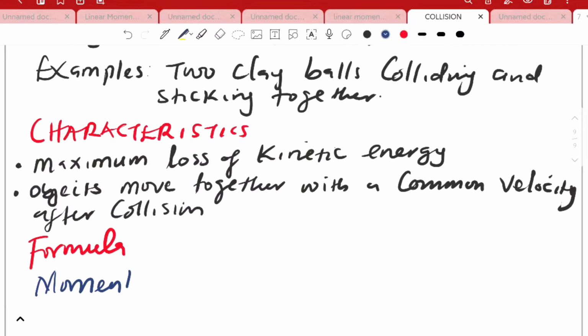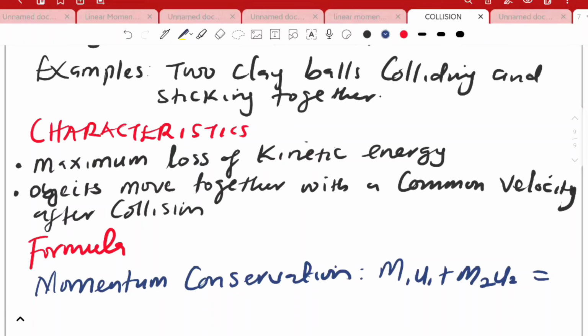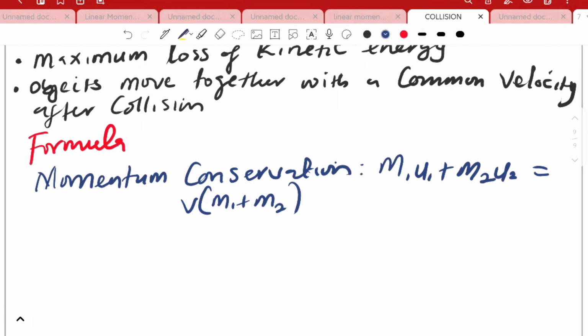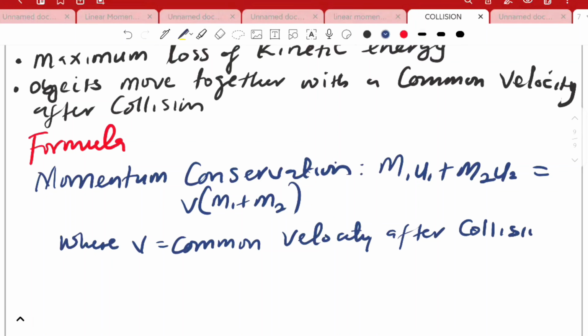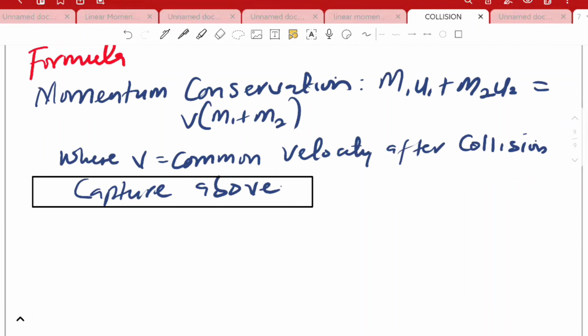So, generally, our formula, momentum conservation. Are we here? m1 u1 plus m2 u2 will equal v times (m1 plus m2). Is that clear? Take note of this, where v is equal to the common velocity. Is that clear? After collision, please take note, after collision. Then we have captured that above. Okay, take note. All right, let's proceed further as we begin to round off this class.